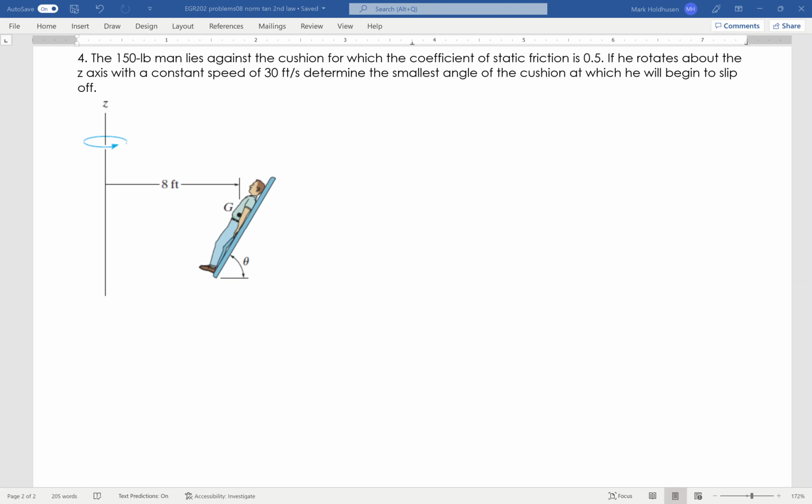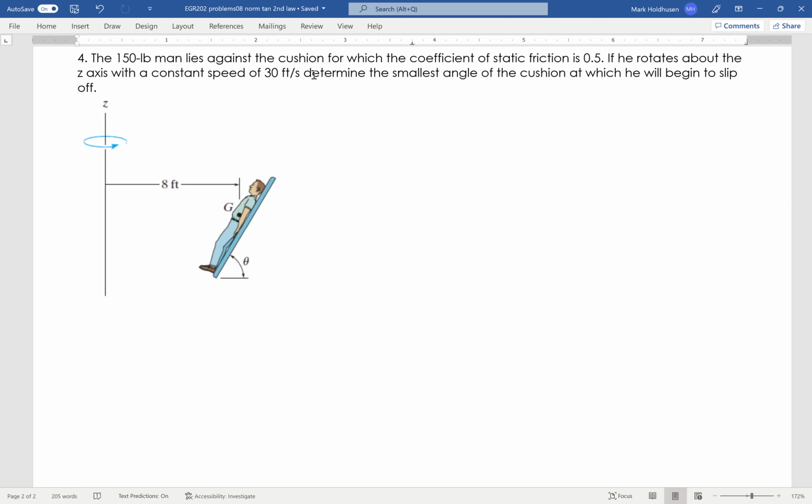Okay, so I'm looking at a 150-pound man on a cushion, with the coefficient of static friction given. Basically, this is rotating around a central axis. This is like a fair ride, right? What we want to determine here is the smallest angle so this guy doesn't go flying off the back end. Because if I make it too shallow, he'll slip right up that incline and probably get injured, right? So let's go ahead and start by drawing a free body diagram here.